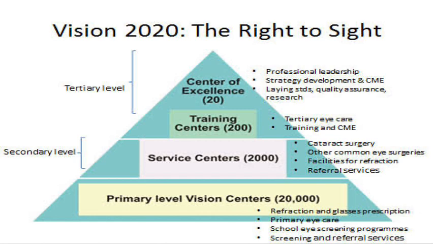Now, training centers provide tertiary eye care. They also give training and organize CMEs. Now, service centers go for cataract surgeries, other common eye surgeries, provide facilities for refraction and also referral services. Whereas the vision centers do refraction and glass prescription. They provide primary eye care, school eye screening programs, and screening and referral services.